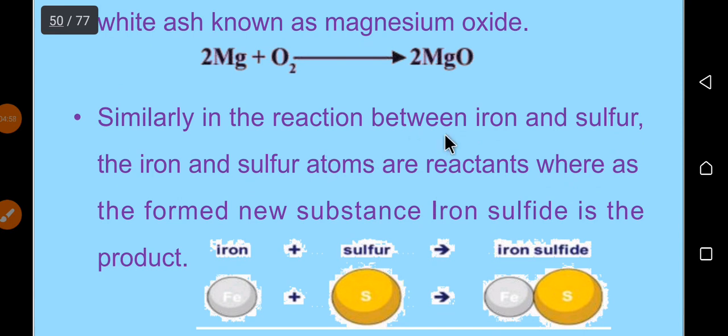Similarly, in the reaction below, iron and sulfur, the iron and sulfur atoms are reactants, whereas the formed new substance, iron sulfide, is the product.